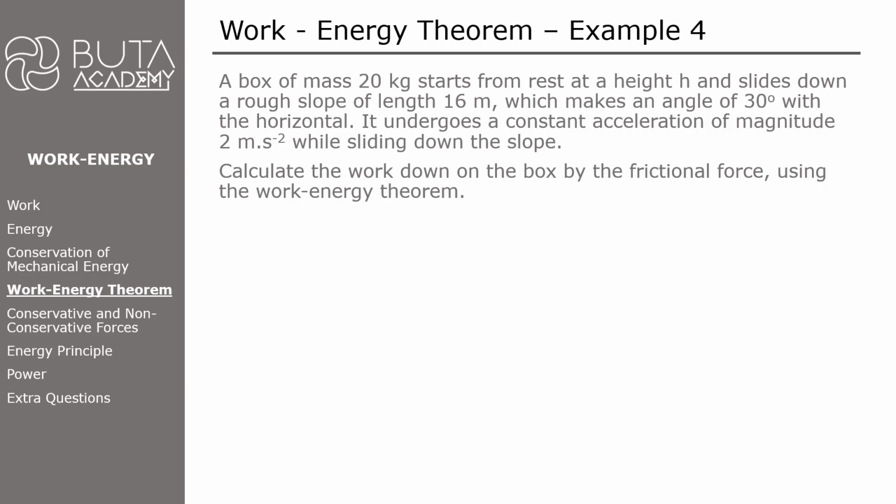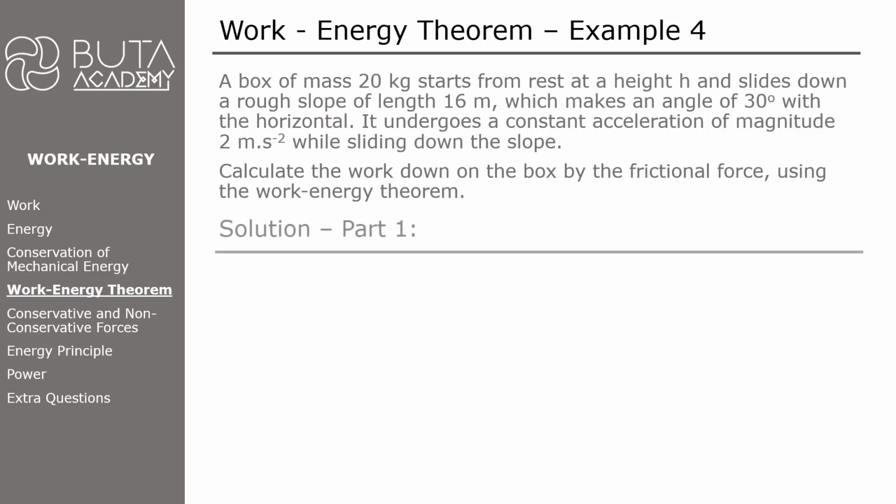A box of mass 20 kilograms starts from rest at a height h and slides down a rough slope of length 16 meters, which makes an angle of 30 degrees with the horizontal. It undergoes a constant acceleration of magnitude 2 meters per second square while sliding down the slope. Calculate the work done on the box by the frictional force using the work energy theorem.